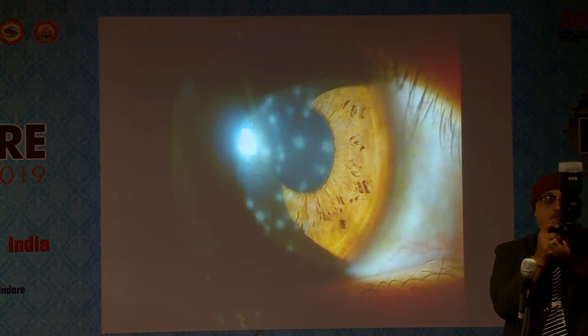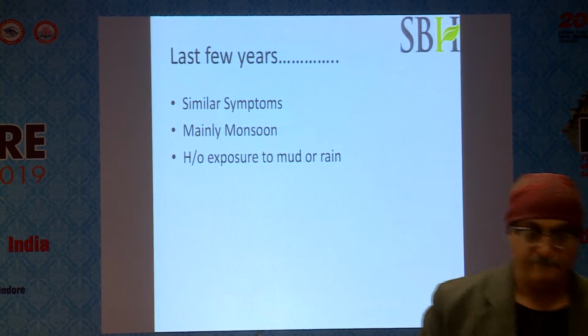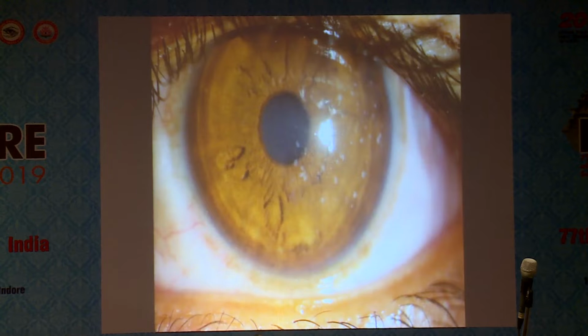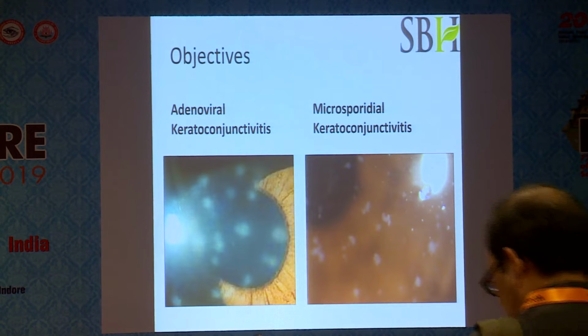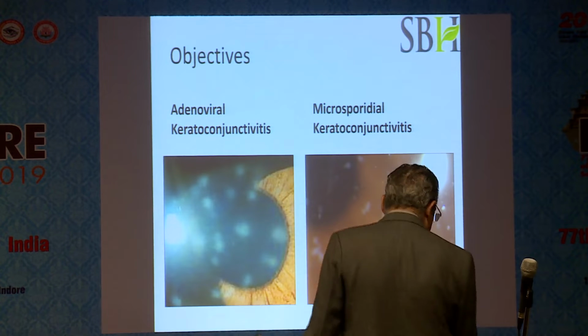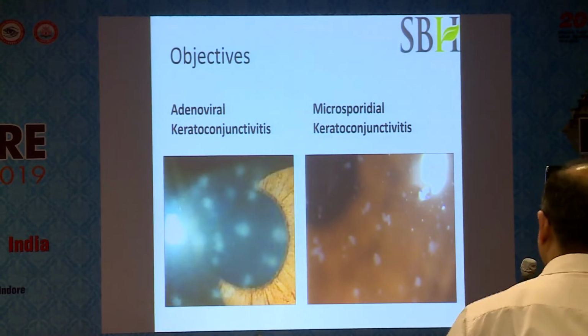epidemic keratoconjunctivitis. But in the last few years, you must have observed that many patients are coming with similar symptoms, mainly in the rainy season with a history of exposure to mud or rain. And the clinical picture is like this. So most of the time, we get confused whether it's adenoviral or what it is. When you investigate, you will find that this is not adenoviral, this is microsporidial keratoconjunctivitis. So in today's talk, my main objective is to discuss adenoviral keratoconjunctivitis and this new emerging pathogen, microsporidia.